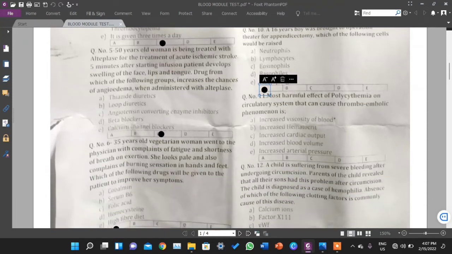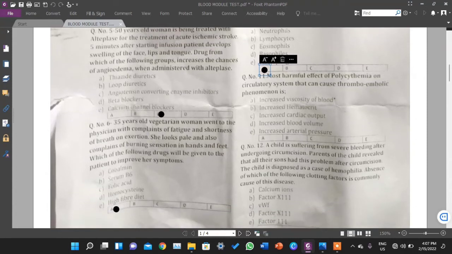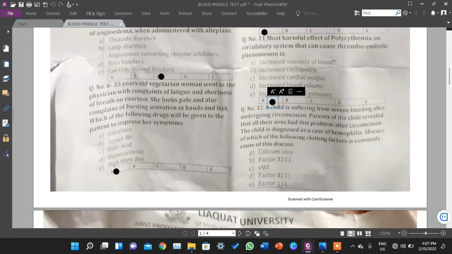Now, coming towards question number 11, the most harmful effect of polycythemia on the circulatory system can cause thromboembolic phenomena. This is due to increased viscosity of blood, increased hematocrit, increased cardiac output, increased blood volume, or increased arterial blood pressure. So it's going to be option A, increased viscosity of blood, because an increase in the viscosity of blood can lead to the risk of thrombosis or embolism due to hypercoagulability of blood.